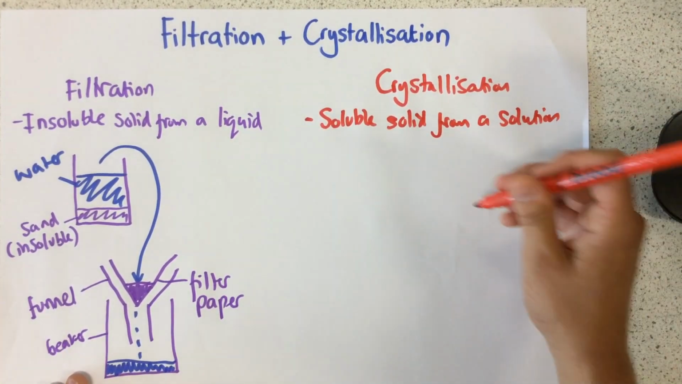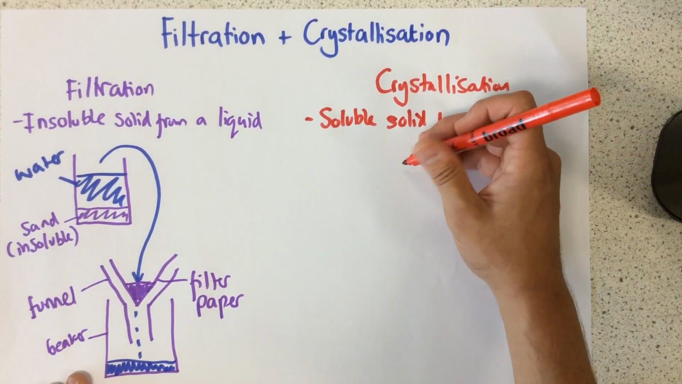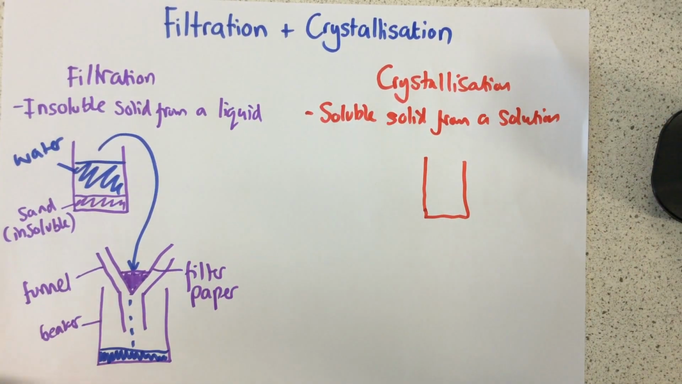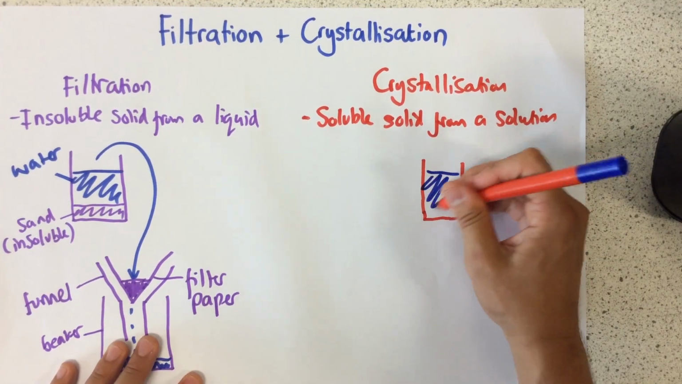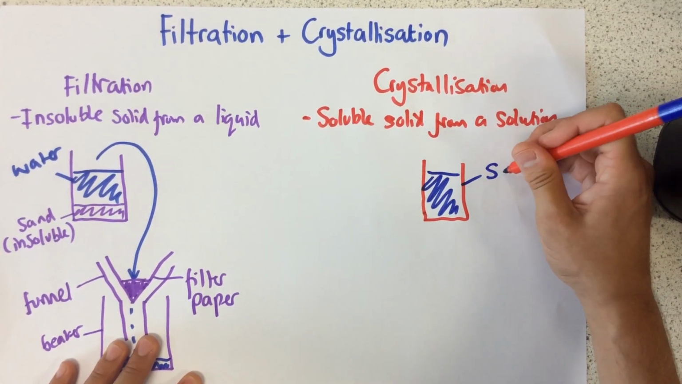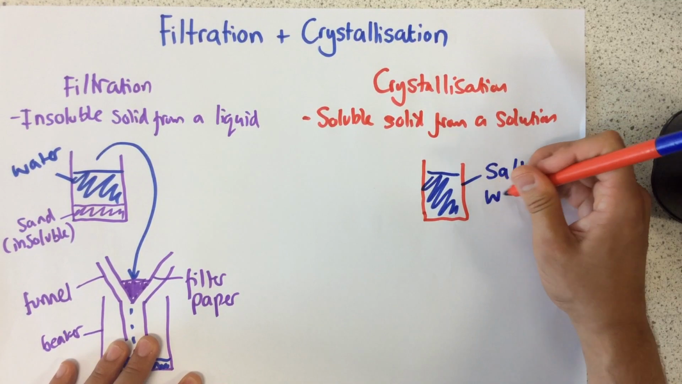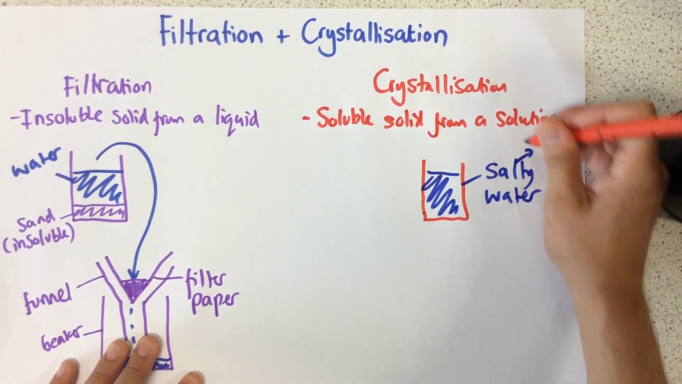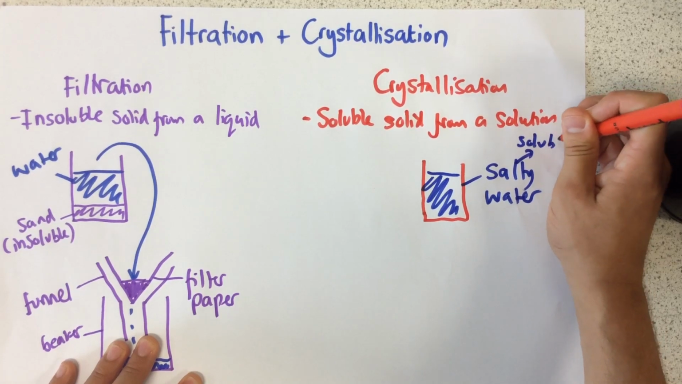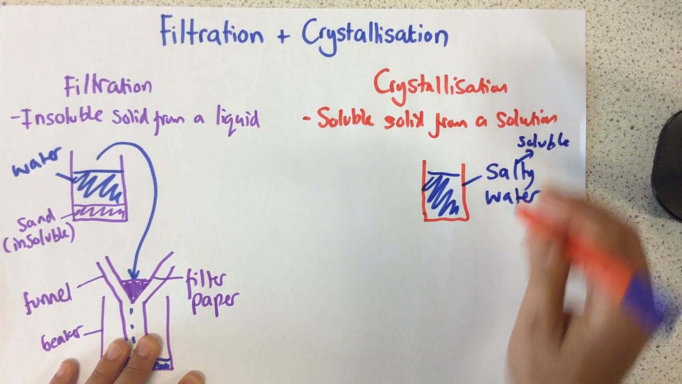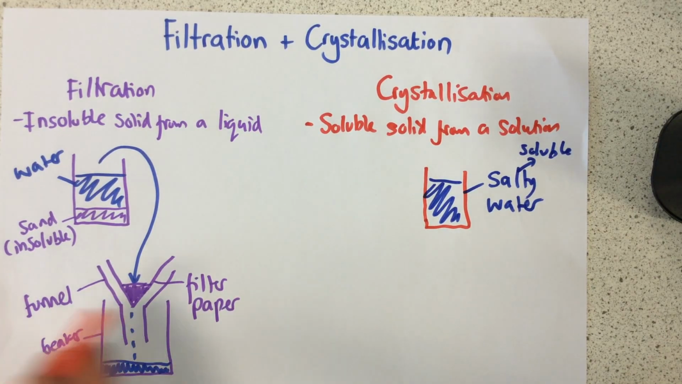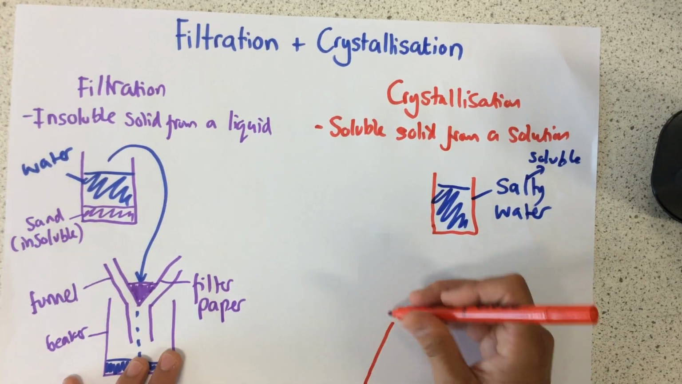So a really common example that we could look at would be if I had a beaker containing salty water, so sodium chloride dissolved in water. My salt is my substance which is soluble, meaning it dissolves. Right, so this time, instead of using a funnel, you need to use the following equipment.